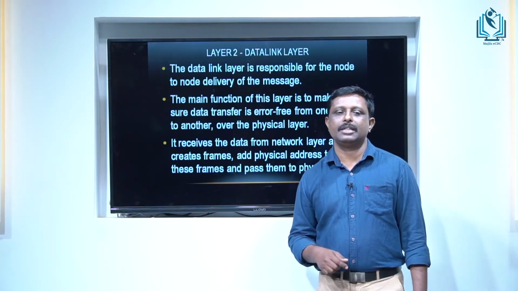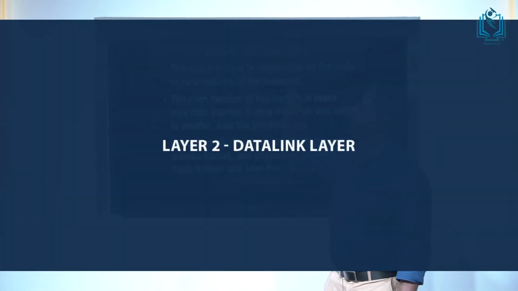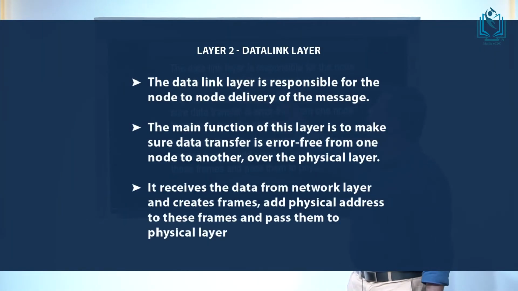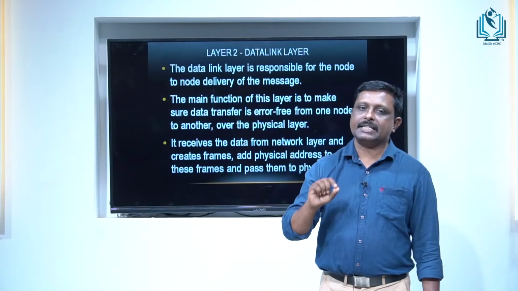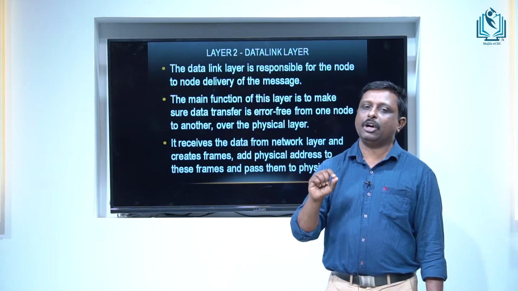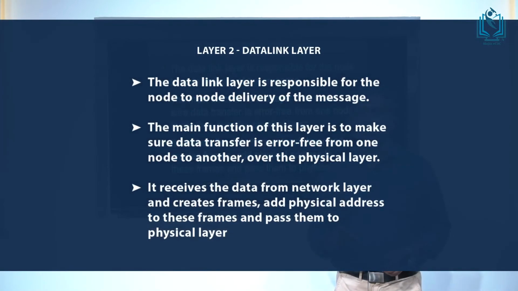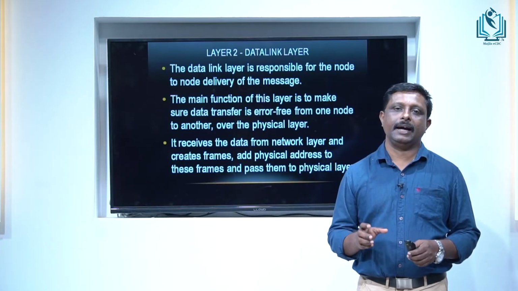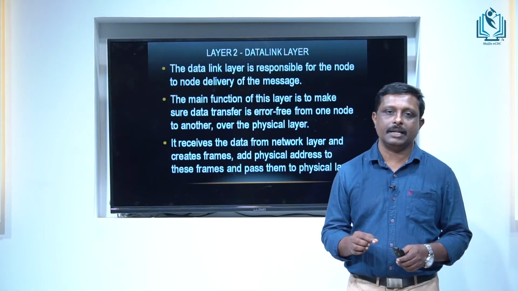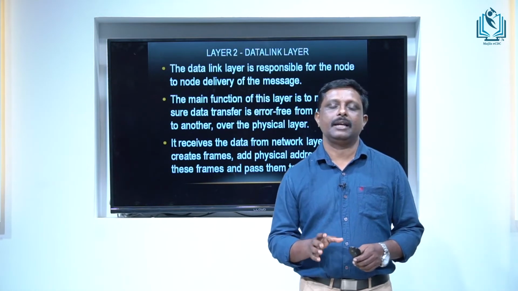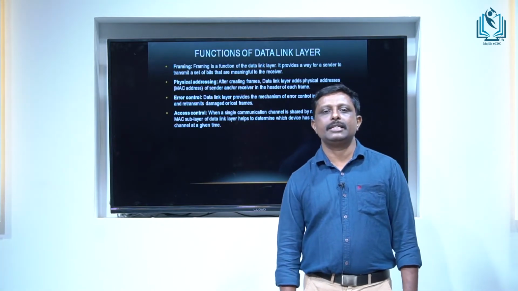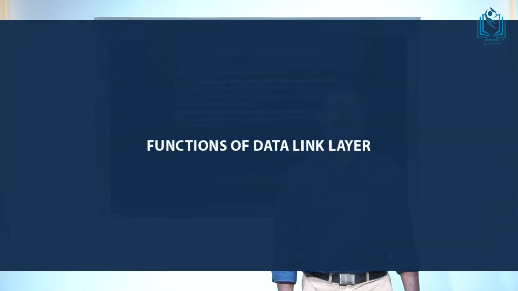Next, we have to discuss the data link layer. The main responsibility of the data link layer is node-to-node delivery. Next, error-free delivery of messages. It receives data from the network layer, adds a physical address to this data, and sends it to the physical layer. Next, we are going to discuss the functions of the data link layer.